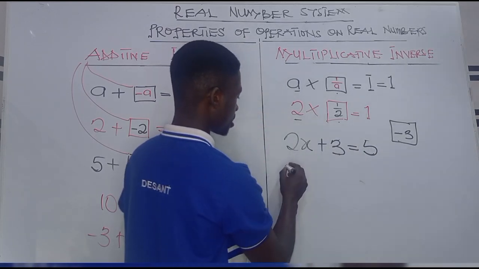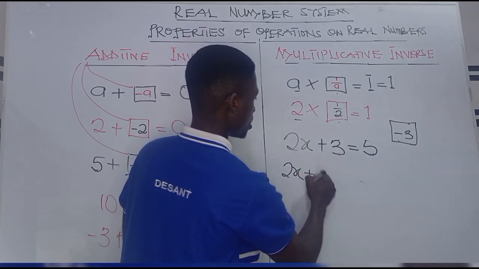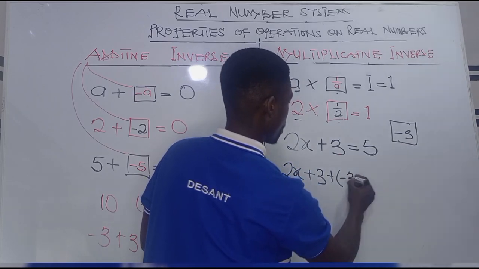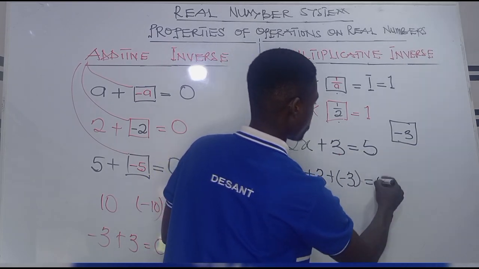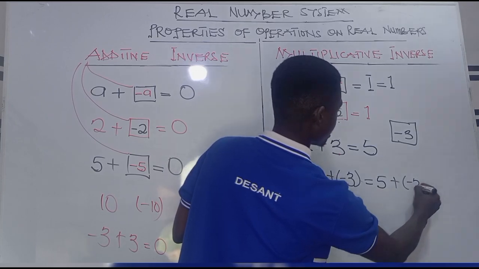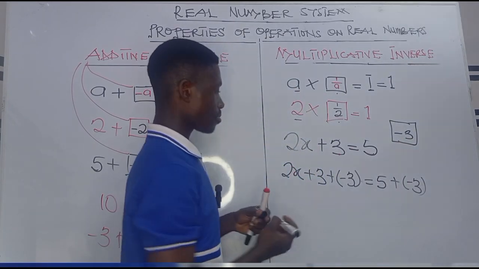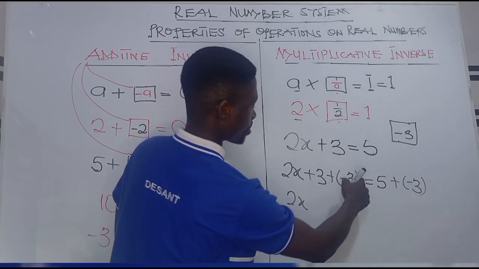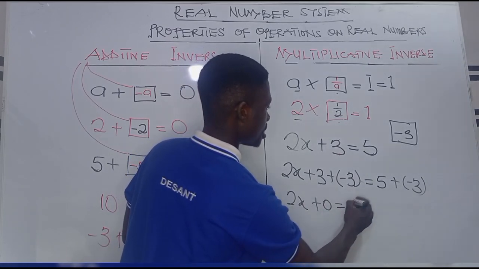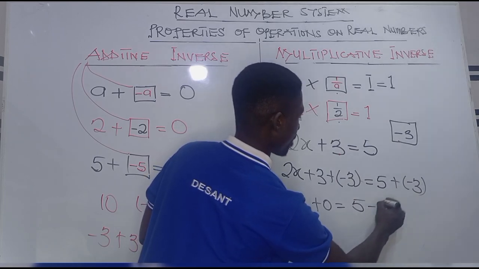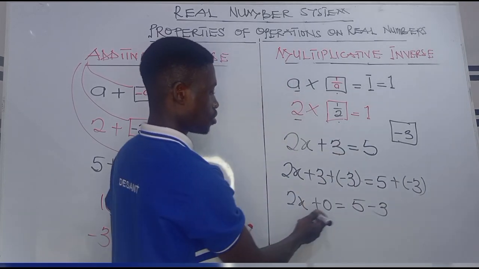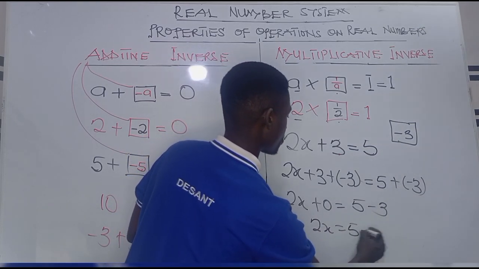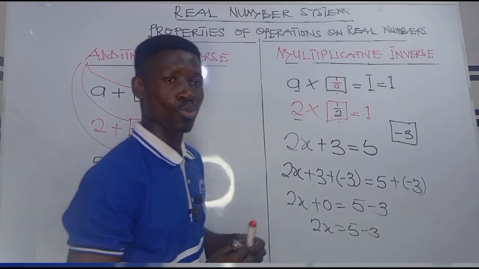So we are going to get 2x plus 3, then plus the additive inverse, is equal to 5 plus the additive inverse. So we are going to get 2x, 3 plus negative 3 will give us 0. And this will give us 5 minus 3. So 2x plus 0 will give us still 2x, which is equal to 5 minus 3. That is what we do.